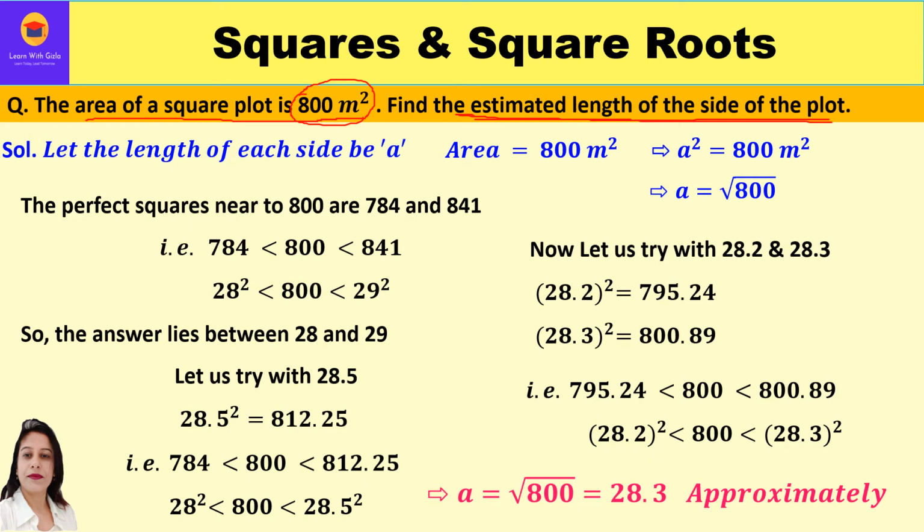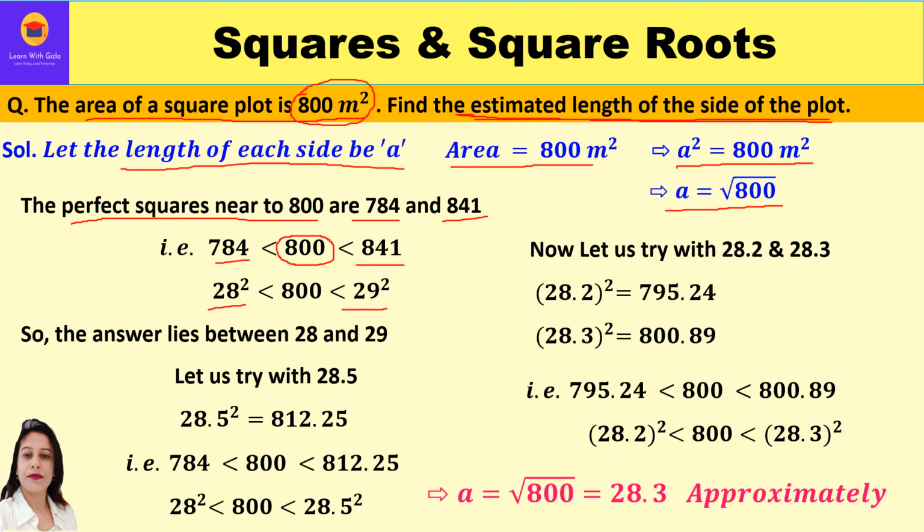So let's start. Let the length of each side be A meters. Now area is given to us, 800 meters square, and area of a square we know is A square, right? So A square is equal to 800 meter square. Further, A is equal to square root of 800. So we have to find square root of 800 by estimation method. Over here, perfect squares near 800 are 784 and 841. So we can say that 800 lies between 784 and 841, that is 28 square and 29 square.